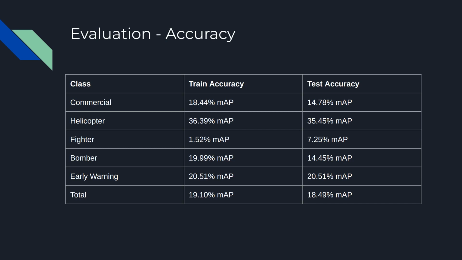Unfortunately, after training the model with all the best parameters, we were unable to get a good mean average precision. Here we did the worst on the fighters, most likely due to the large variance in features on fighters. We did the best on helicopters and the second best on early warning, mostly because those aircraft had less variance within their own classes. Commercial and early warning didn't do so well because they were confused with each other a lot.